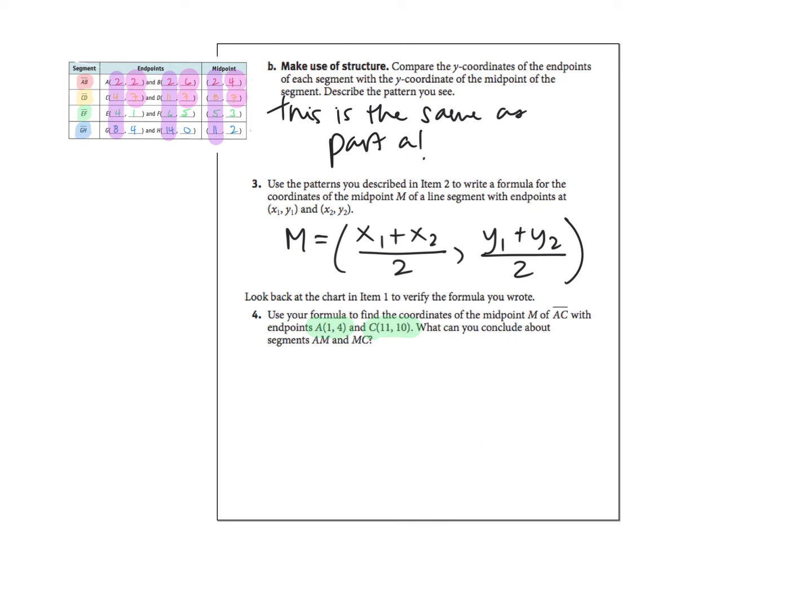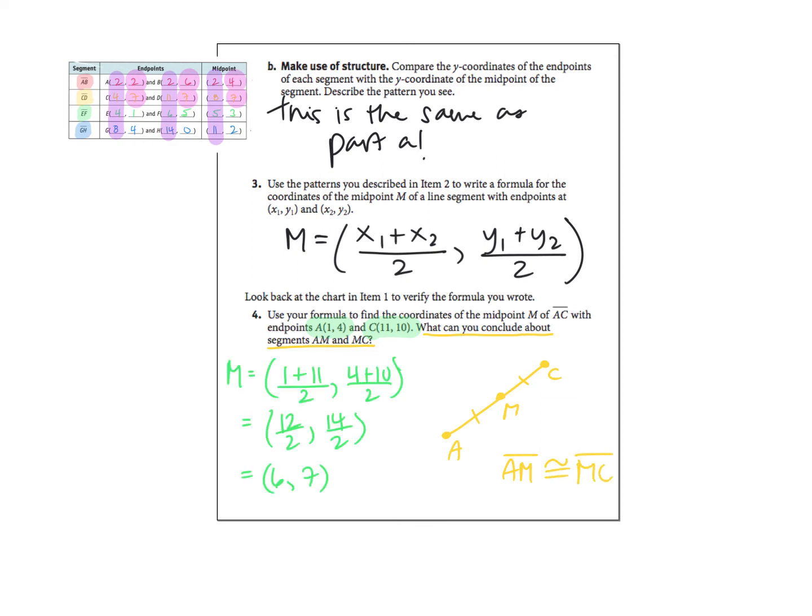Awesome, good deal. Now there is a follow-up question. It says, what can you conclude about segments AM and MC? Maybe we have to visually draw this picture to see what's happening. We said M is in the middle of A and C, and we know we have to put those congruence tick marks. So what do we know about AM and MC? Well, remember, AM is going to be congruent to MC. They're going to have the same size, same length, and we can easily see that from our picture.